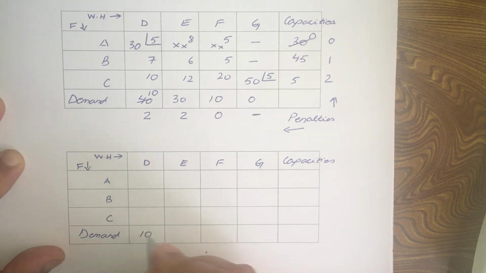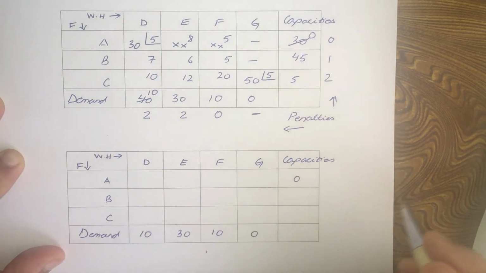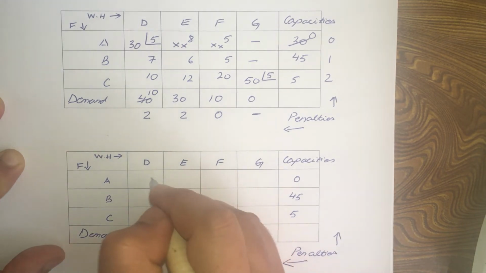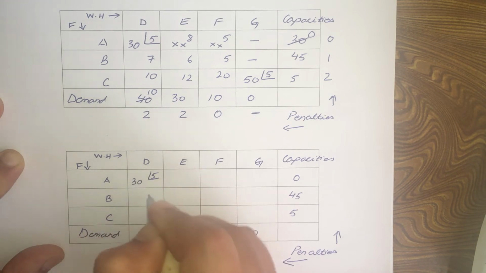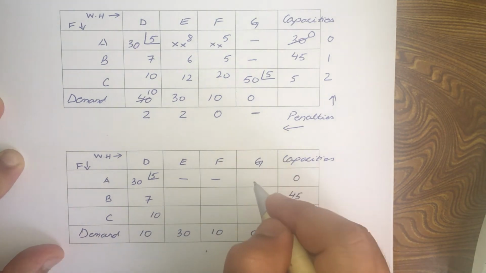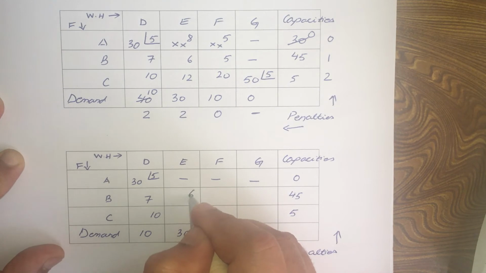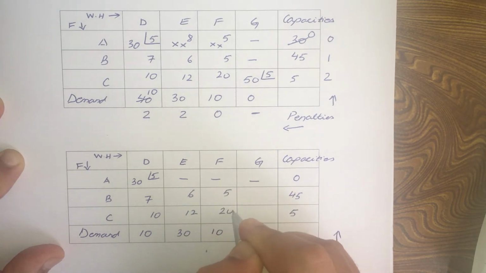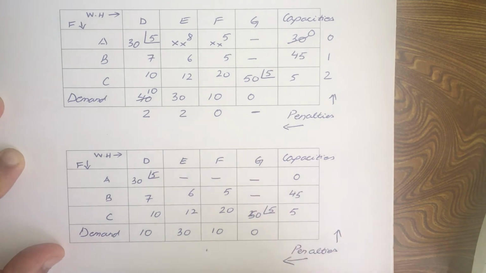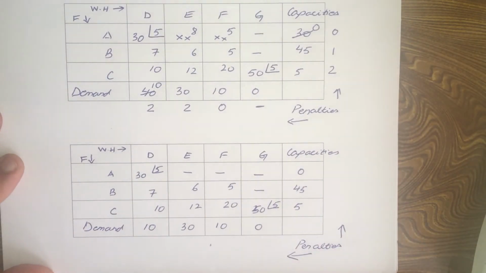Okay, what is the demand here? Demand is 10, 30, 10, 0. Capacity here is 0. Remember, we've exhausted A. 45 and 5. Again, find out the penalties. Remember, we have exhausted A, so ignore A.